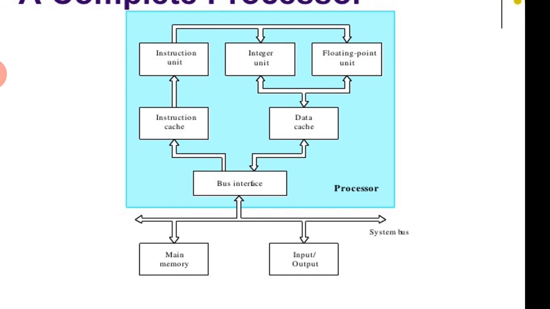The processor is connected to the system bus and hence to the rest of the computer by means of a bus interface. Okay, so the processor is connected to the system bus and hence to the rest of the computer system, meaning memory, input output devices or any peripheral devices, by means of a bus interface.